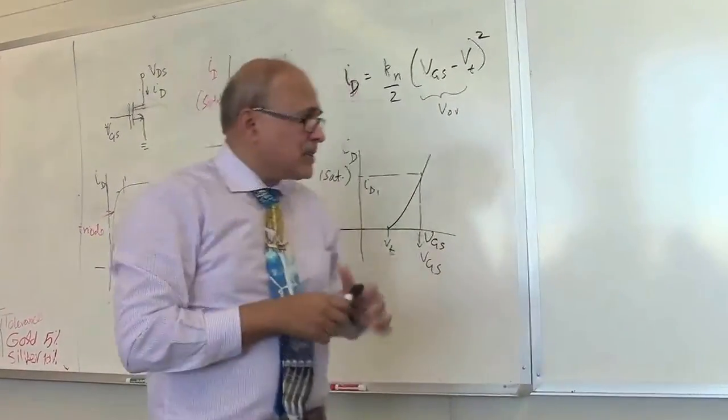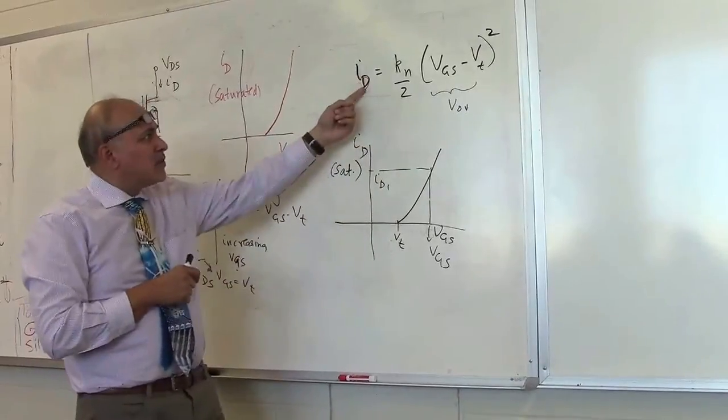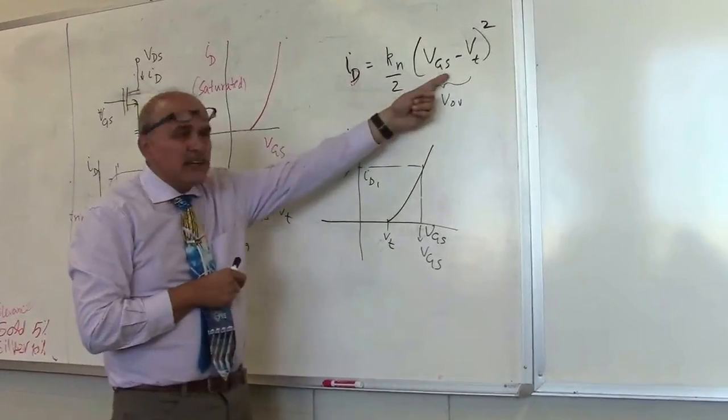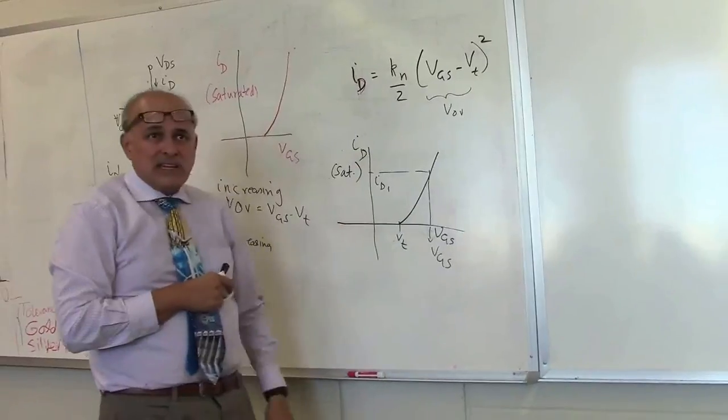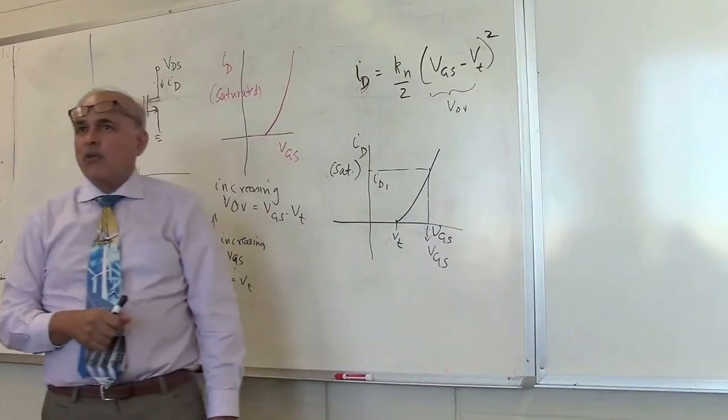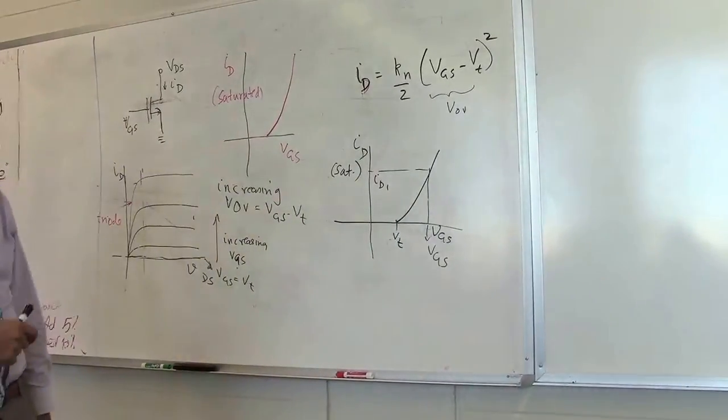Okay, this is good. So, by using some value ID1 and VGS1, once you know VT, you can determine what Kn is. So that was the first homework assignment. That was something you had to do at home.